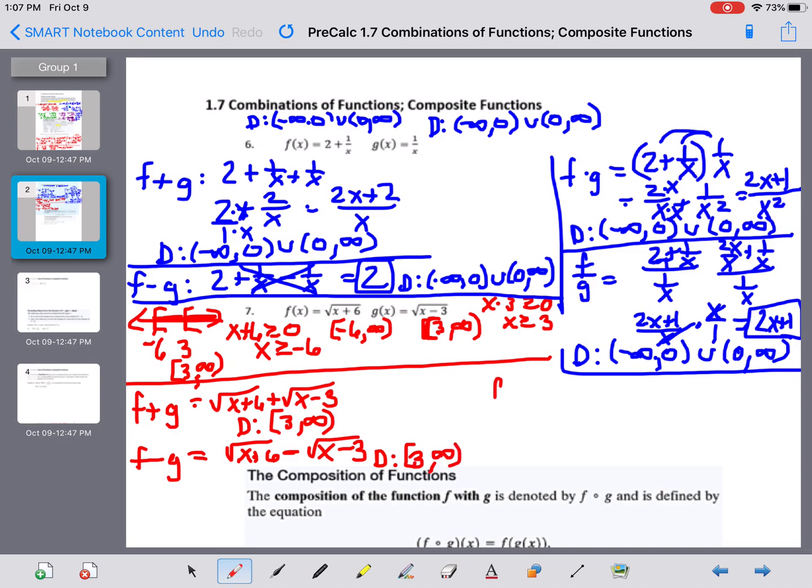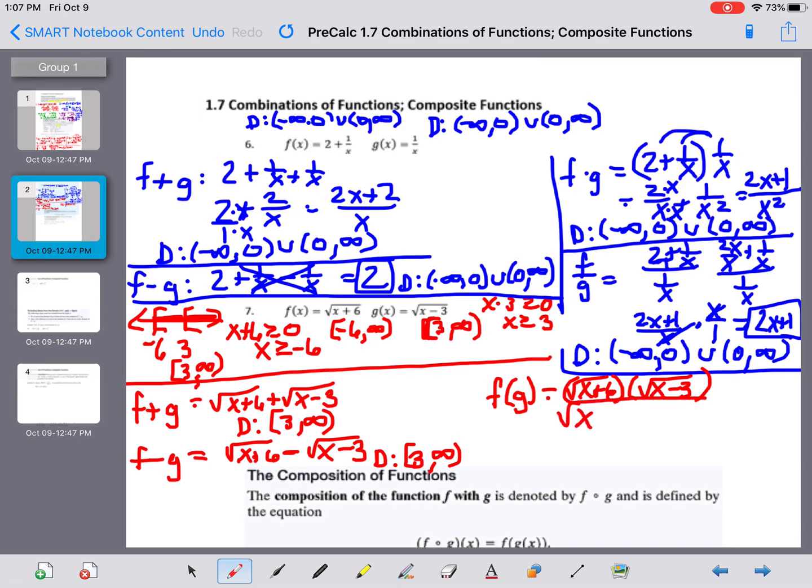If I multiply f times g, I get the square root of x plus 6 times the square root of x minus 3. My rule for multiplying square roots together is I'm allowed to multiply what's inside them together. So I can actually join these. When I do that, I would FOIL, right?